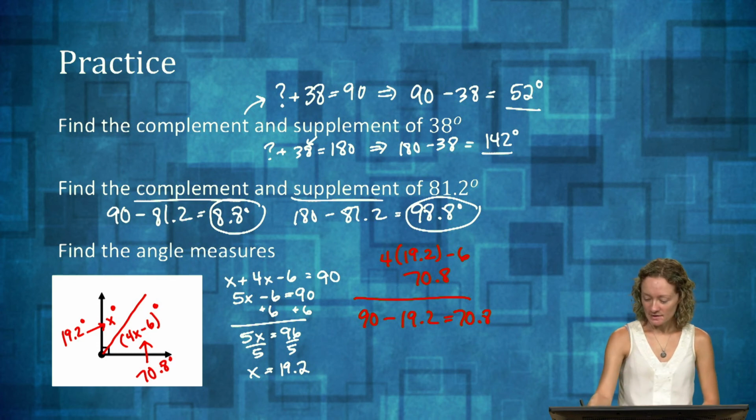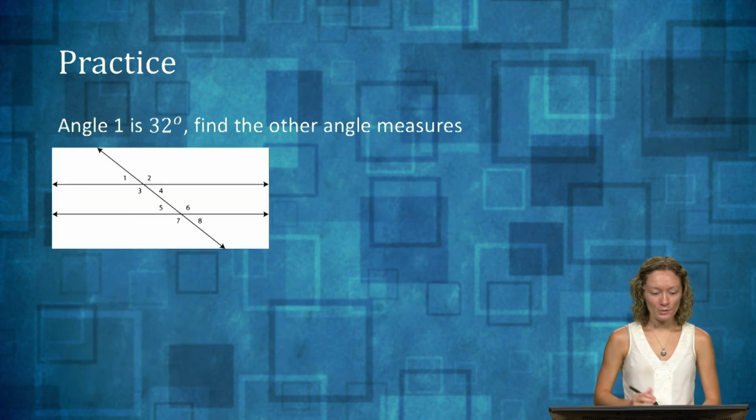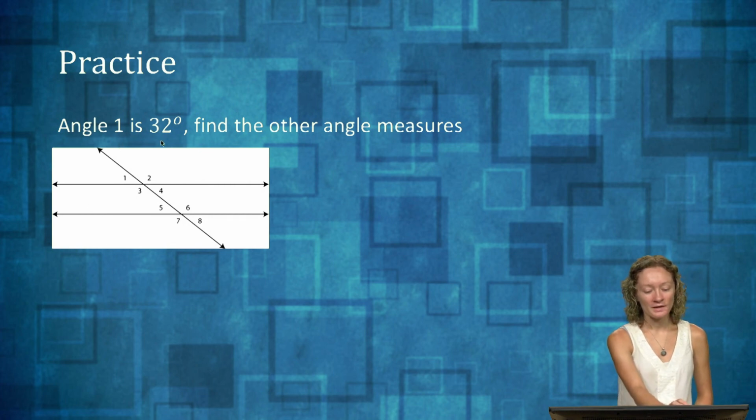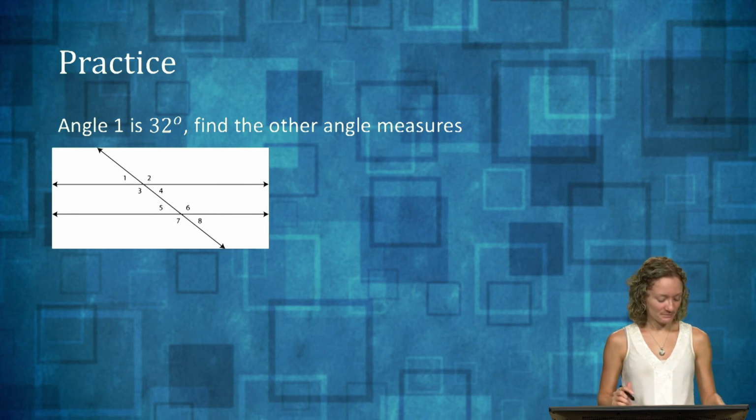All right. Then we have one more practice problem. In this picture, I'm telling you that angle 1 is 32 degrees. I want you to find the other angle measures. So go ahead, pause the video. We'll come back together in a minute.